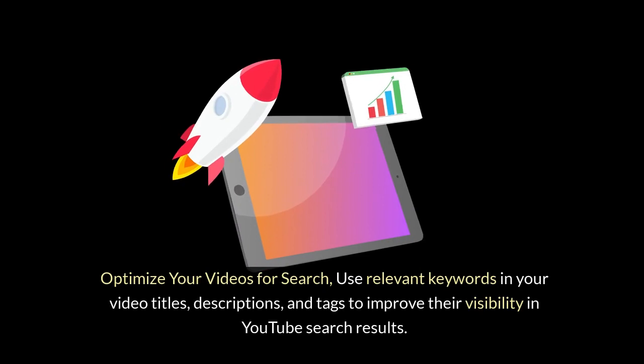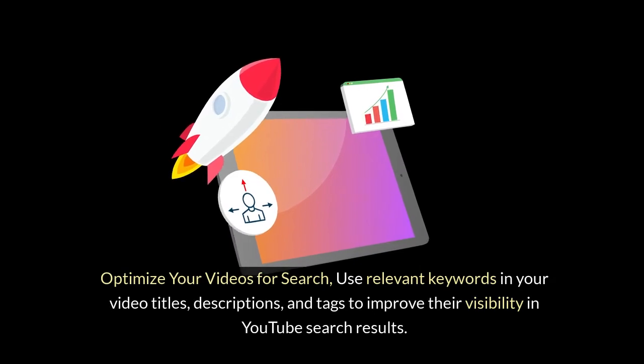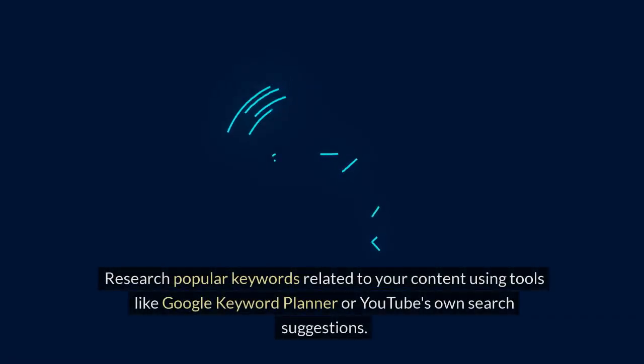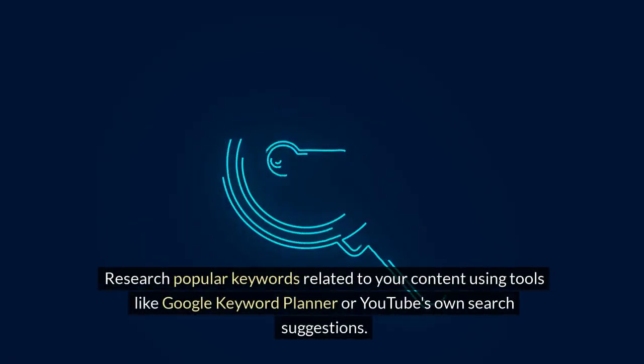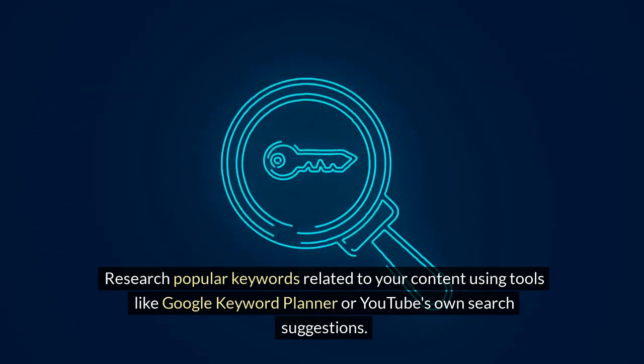Optimize your videos for search. Use relevant keywords in your video titles, descriptions, and tags to improve their visibility in YouTube search results. Research popular keywords related to your content using tools like Google Keyword Planner or YouTube's own search suggestions.